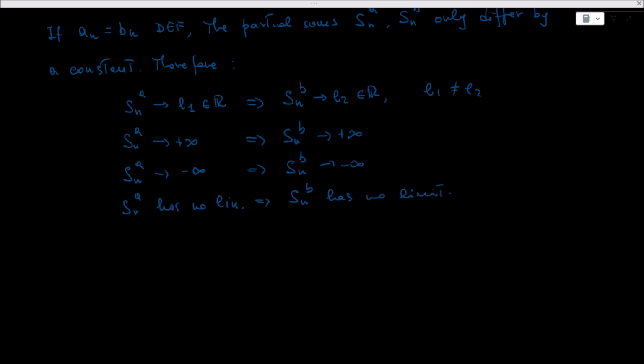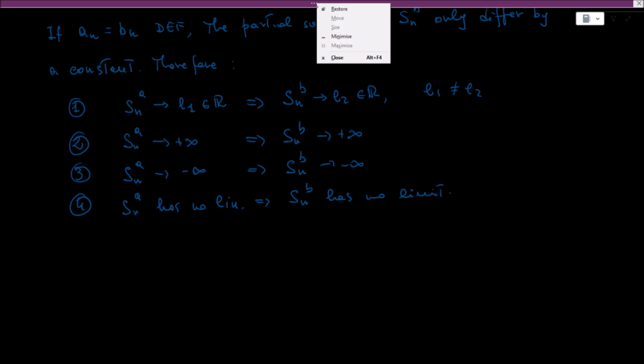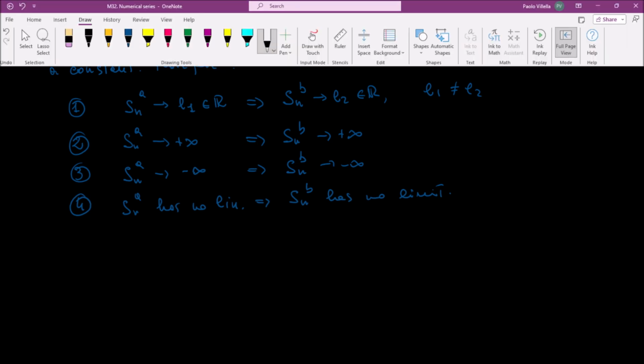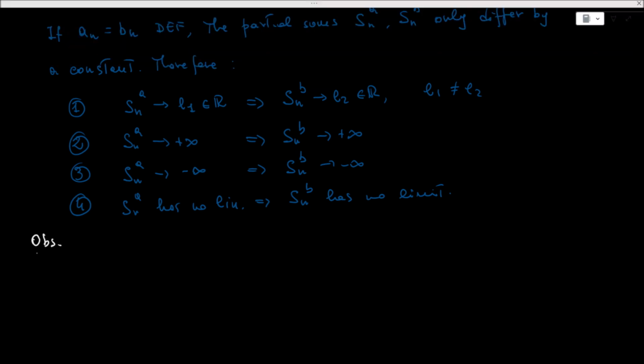So this way we have proved that if an and bn are two real sequences that are equal definitively, then the series sum of an and sum of bn have the same behavior. So this is behavior 1, behavior 2, behavior 3, and behavior 4. Let's conclude with an observation which might turn out to be useful in the future. Observation.